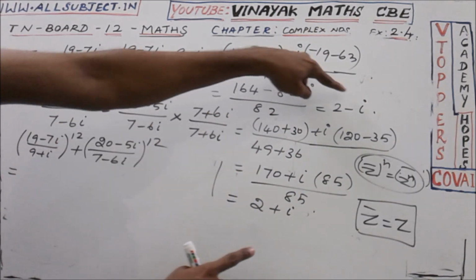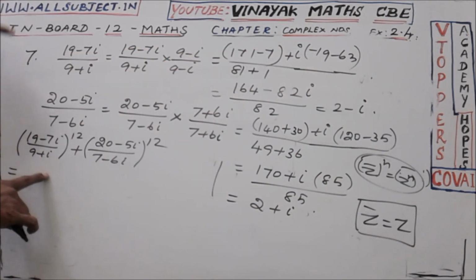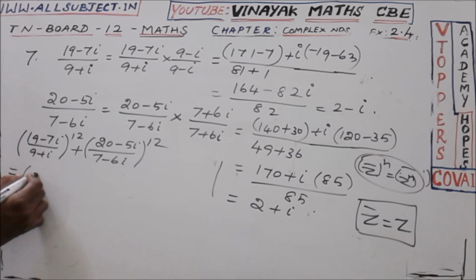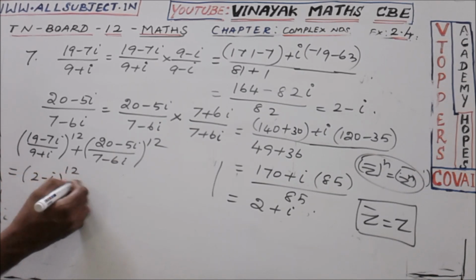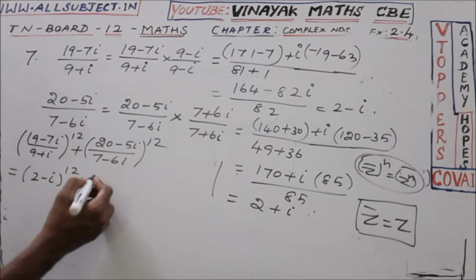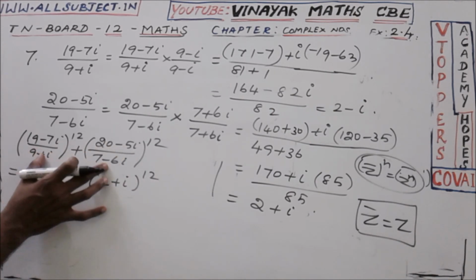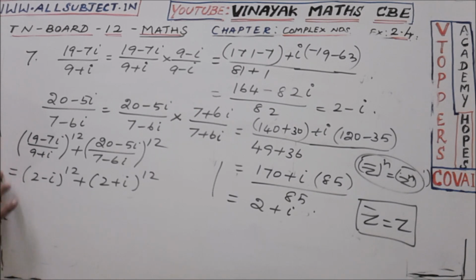Now substituting this 2 minus i and 2 plus i in the given problem, whole power 12, (19 minus 7i) by (9 plus i) will be equal to 2 minus i. So this is (2 minus i) whole power 12, and plus this one is (2 plus i) whole power 12. We have substituted the equal values of these two. Now this is known as the value of z. Let it be z. We have to prove this one is real.